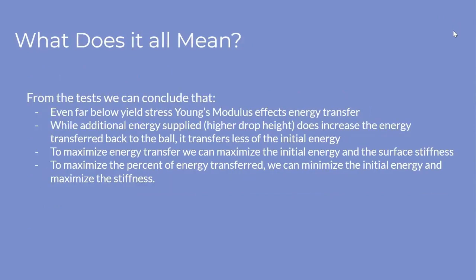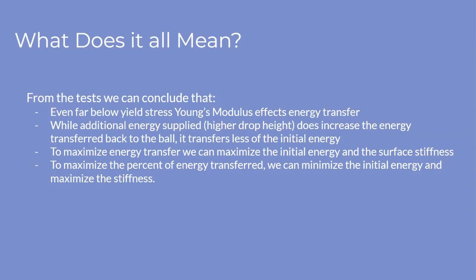Basically, to sum this all up in application terms, even far below the Young's modulus, or even far below the yield stress, the Young's modulus significantly affects energy transfer. And even though adding additional energy does still result in much greater energy being transferred back into the ball upon the bounce, it actually diminishes in its contribution. So a much higher bounce height could only have a fractional difference from a lower bounce height.